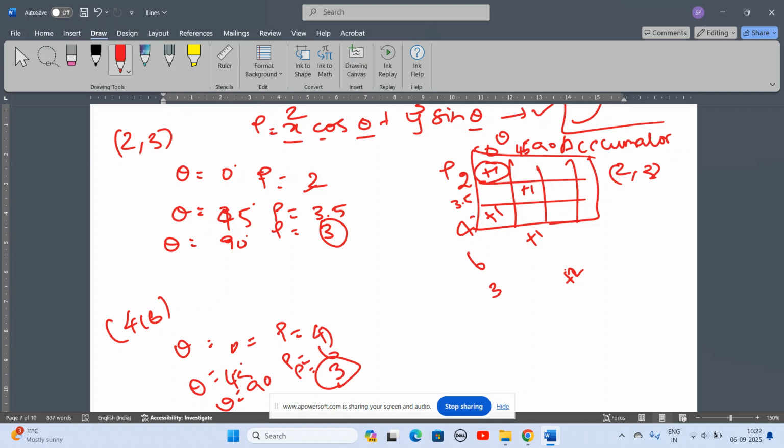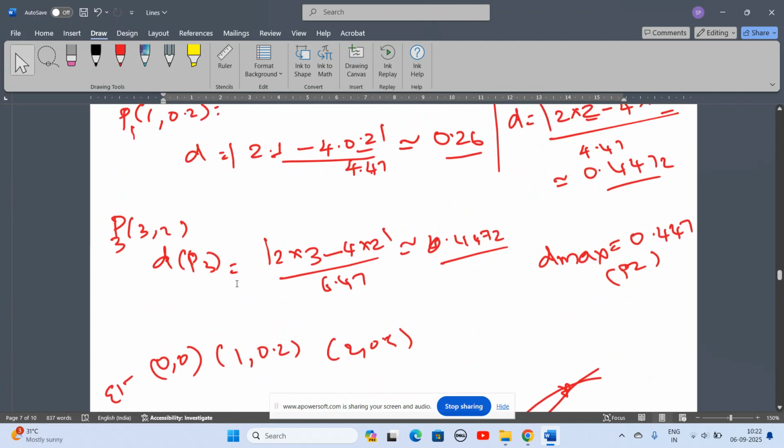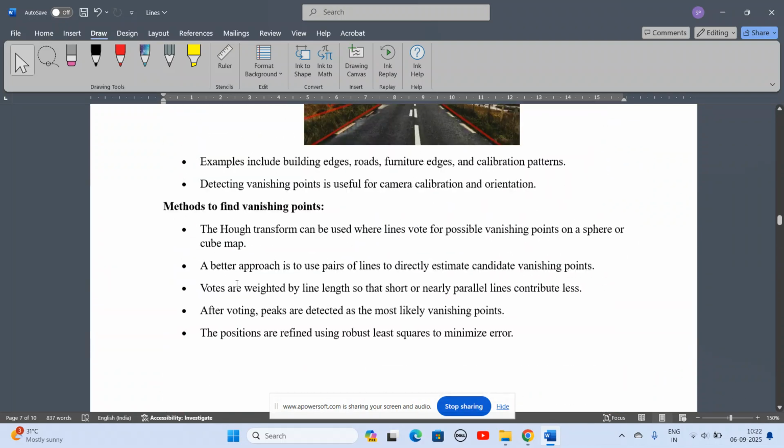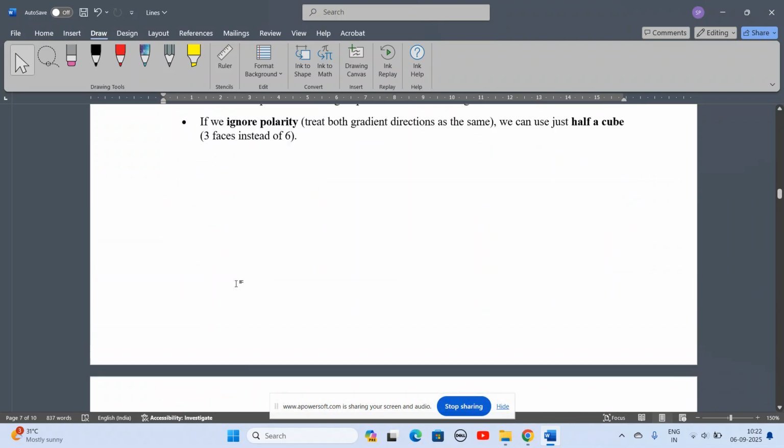Similarly, the 2D array will be created. The bin having more votes is considered as a possible line. This is how the Hough transform works. Let us see the algorithm. You will get a better understanding of that.